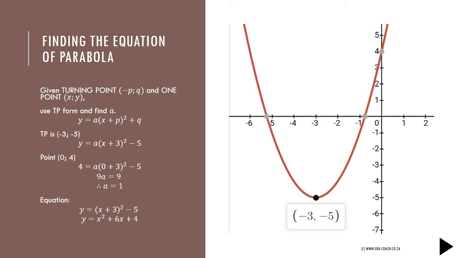Then we can substitute any other point. So here we can see the y-intercept, which is (0, 4). So substitute that into the equation and we solve for a. a is equal to 1. Now we substitute that back into the turning point form of the equation, and we expand to get y = x² + 6x + 4.